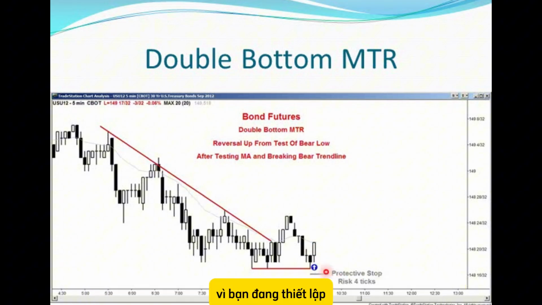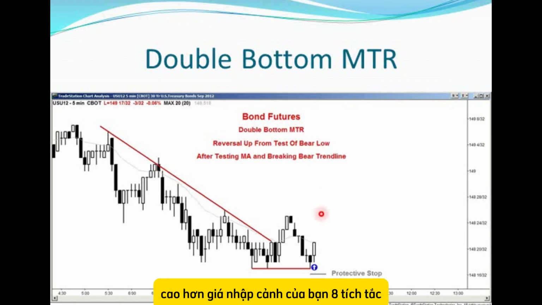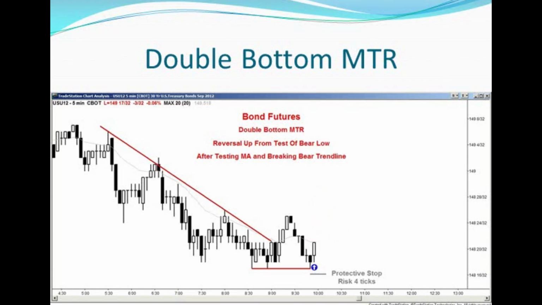Since you're taking a setup, if you're taking this buy, you're taking a buy where the probability is only 40%, you need to go for a reward that's twice as big as the risk to get a positive trader's equation. So you need a profit target that's 8 ticks above your entry price.